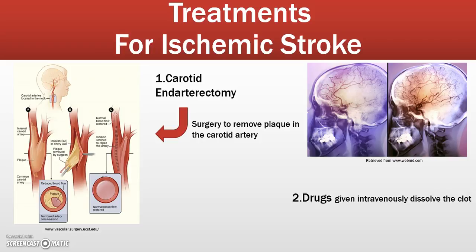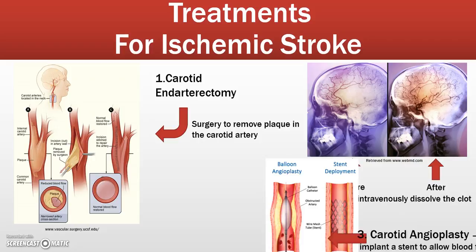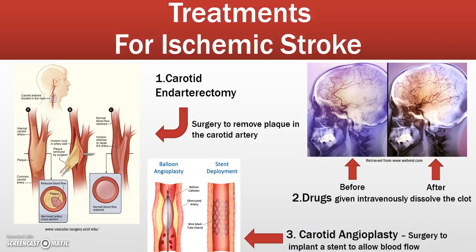The second treatment, which requires prompt actions, is clot-dissolving drugs. These drugs are administered intravenously and will restore blood flow before major brain damage has occurred. Carotid angioplasty is the third treatment. It's a less invasive surgery than carotid endarterectomy. During this procedure, the surgeon will insert a catheter with the balloon on the end, entering the artery in the groin and traveling up to the blocked area. The balloon is inflated to push the plaque to the side, and then a stent is inserted. The stent remains and allows the blood to flow to the brain.